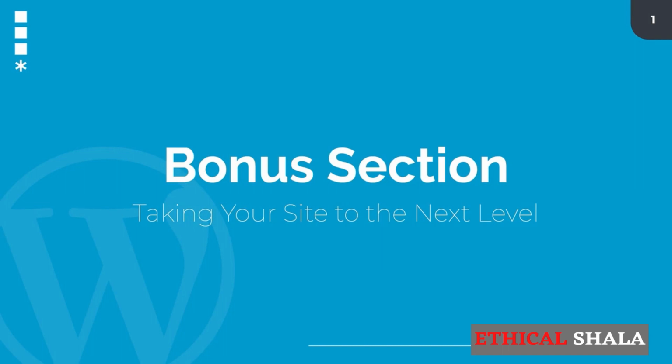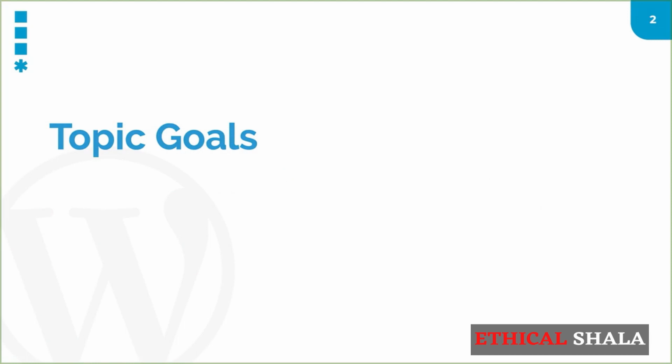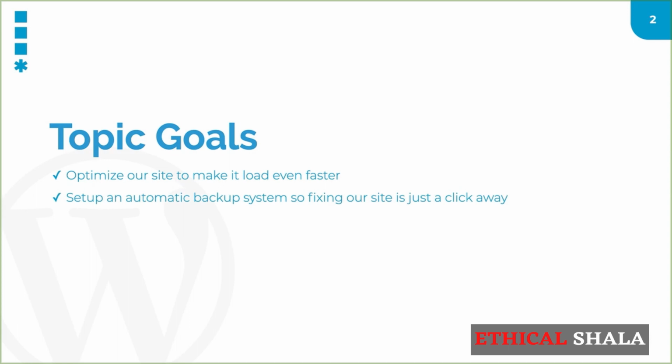In this bonus section, we're going to take your site to the next level by talking about 4 topics that every web developer should at least be familiar with, and thanks to the vast WordPress plugin ecosystem, are easy to implement on your WordPress site. The first thing we'll do is talk about site optimization, and we'll use a plugin called Autoptimize to make our site load even faster. Then, we'll set up an automatic backup system so fixing our site is just a click away should something go wrong.